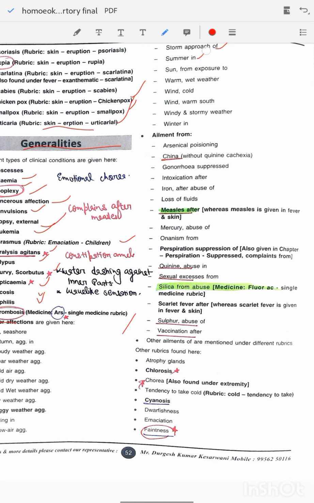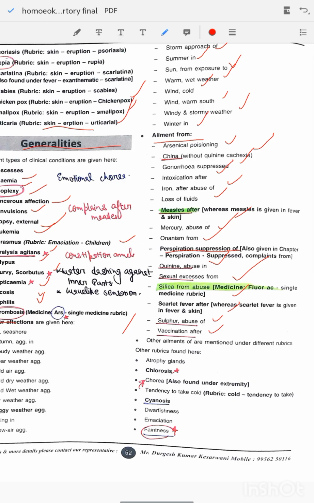Storm approach of, summer in, sun from exposure to, warm wet weather, windy cold, windy warm, windy south, stormy weather, winter in, and also ailments from are given in this chapter. Arsenic poisoning, China, gonorrhea suppressed, intoxication after, iron abuse of, loss of fluid, measles after, mercury abuse of, onanism from, perspiration suppression from, quinine abuse in, sexual excess from, silicea abuse, scarlet fever after, sulfur abuse of, vaccination after.